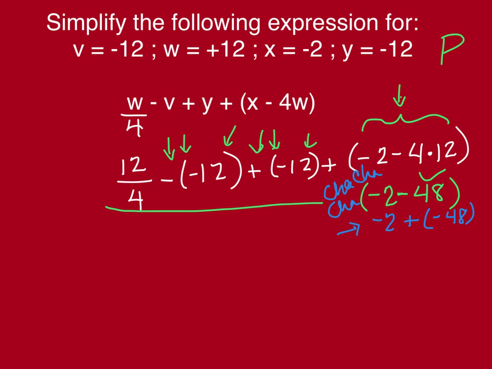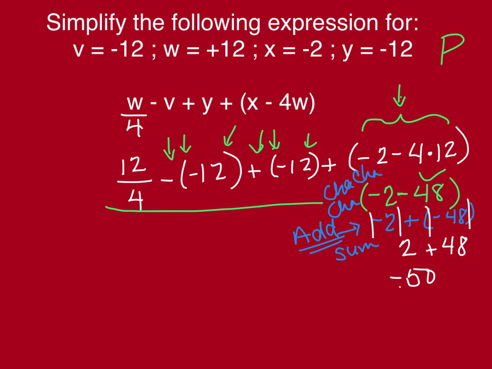Now, of course, I have an addition problem. So I need to follow the rules for addition. The signs are the same, find the sum. So I know that I'm going to be finding the sum, which means I will be adding. The absolute value of negative 2 is 2. Absolute value of negative 48 is 48. I add those two together, I get 50. And they're both negative to begin with, so my answer is negative 50.